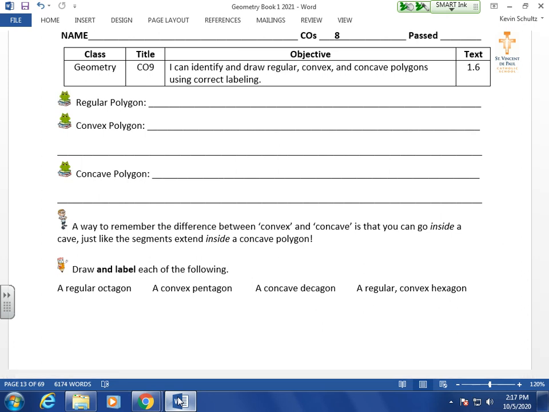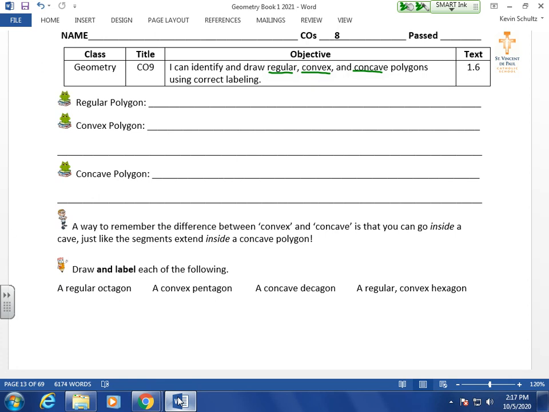More about polygons. In CO8, we classified them by the number of sides. Today we're going to talk about different terms: regular, convex, and concave, including correct labeling. Anyone heard any of those three terms used to describe polygons before? And if you have, go one step further and give me the definition of a regular, convex, or concave polygon.